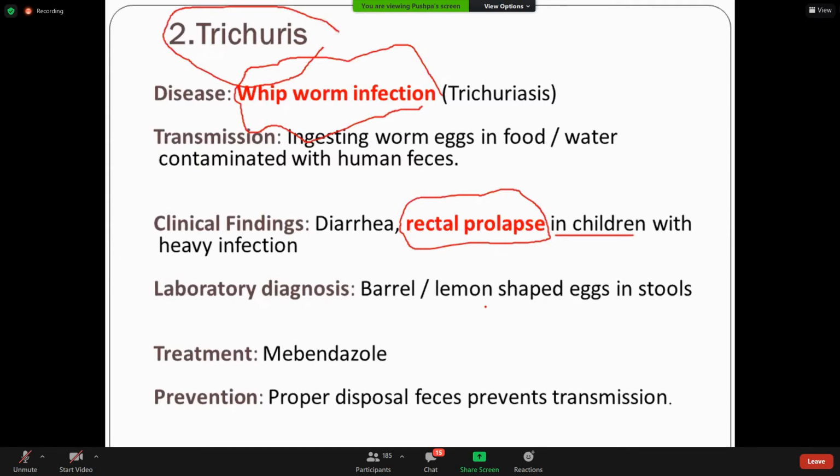Laboratory diagnosis: barrel or lemon-shaped eggs in the stool, and treatment is mebendazole. Prevention in all of these worm infestations is that freshwater bodies of water should not be contaminated with human feces. Okay, proper disposal of the human feces. We should not defecate in the open so that other animals can consume it, or the grass may be contaminated. So these eggs shouldn't get into humans and cause infections.